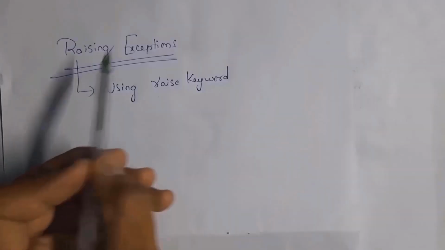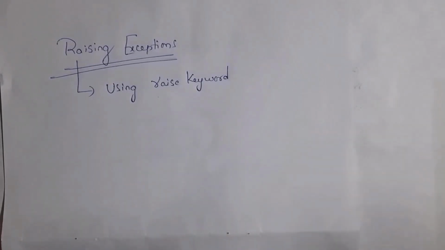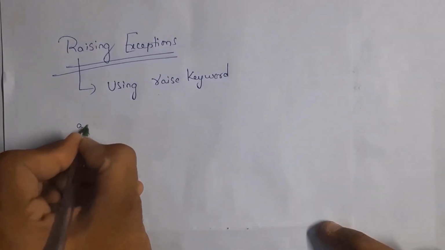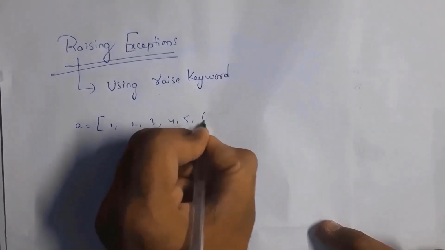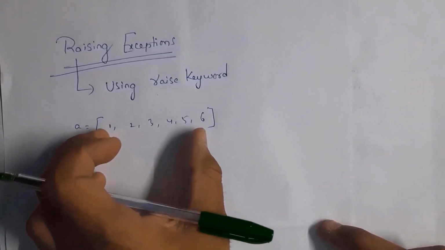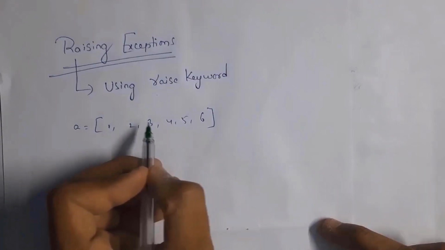Next I will explain raising exceptions. By using the raise keyword, we can create our own exceptions. I will give one example. I wrote here a equal to 1, 2, 3, 4, 5, 6. This is the list. The list contains a total of 6 items. They are 1, 2, 3, 4, 5, 6.